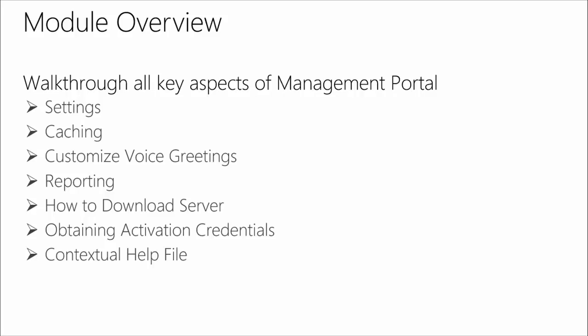So with that, we're going to go over what we're going to be doing in today's module. We're going to go through some of the settings that you can set in the Management Portal. We'll also go over caching in the Management Portal. You can customize voice greetings, and we'll go over how to do that. How to run reports and do other reporting. And also, what will be important in the next module, how to download the MFA server, and with downloading, how to generate activation credentials for your server. We also have a contextual help file that I'll show you, because you may have further questions that we don't cover today.